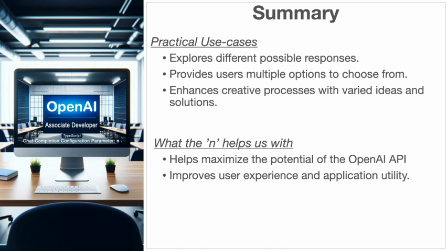Using the N property effectively can help you maximize the potential of the OpenAI API, making your applications more dynamic and versatile. Whether you're developing tools for creative writing, decision-making, or brainstorming, the ability to generate multiple responses can significantly improve the user experience and the overall utility of your application.